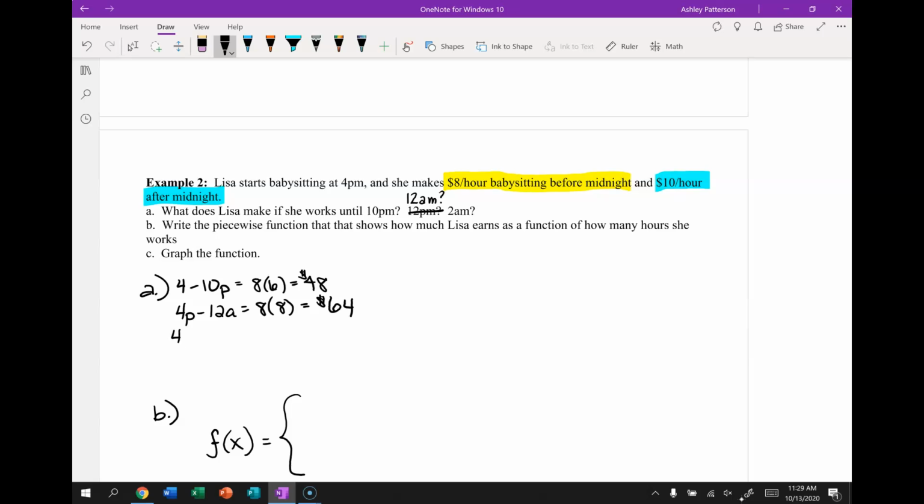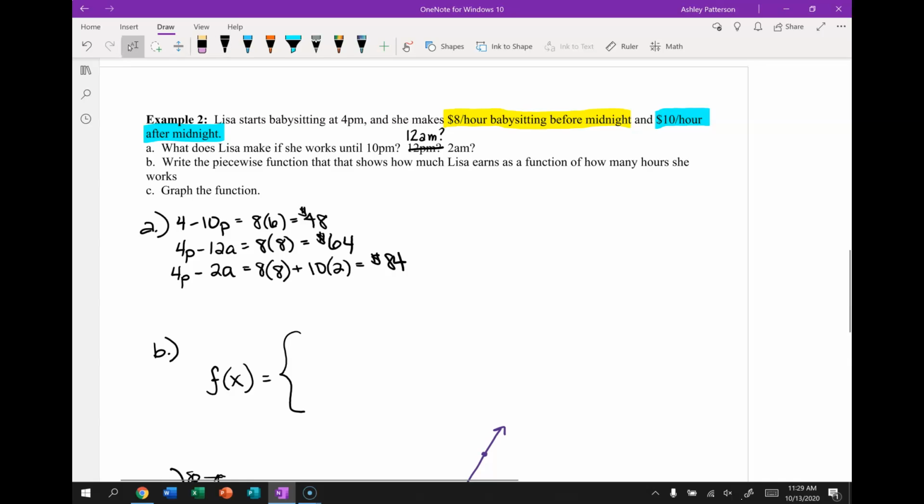What if the parents want to stay out a little bit later? They're having a good time at dinner, hanging out with some friends. Well, we have to break this up because now we go past the midnight. The first set is up until midnight. And then she works from 12 to 1 and 1 to 2. So for 2 additional hours, she's going to make $10. So now she's making $84. Way to go, Lisa.